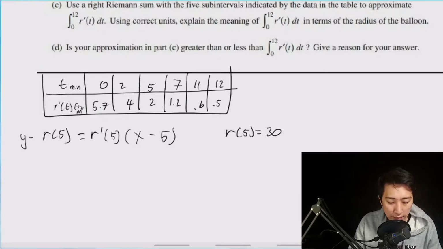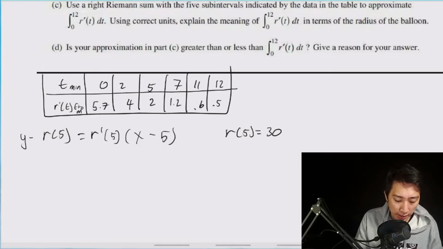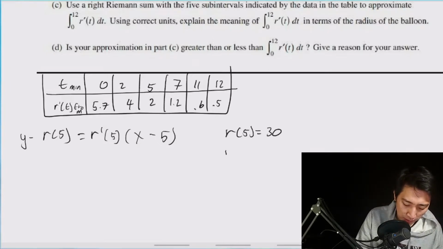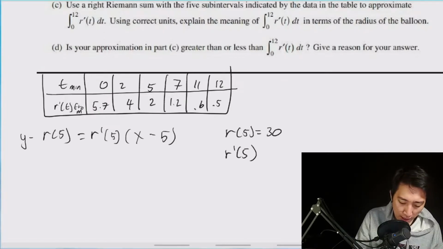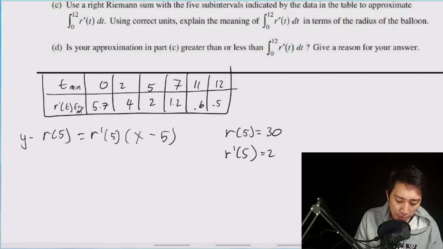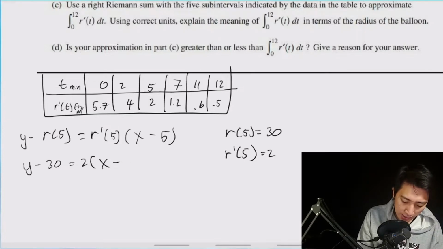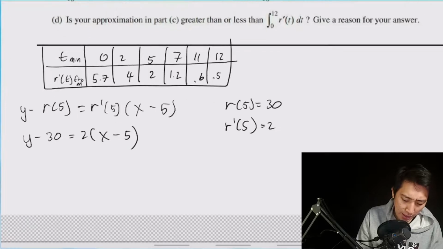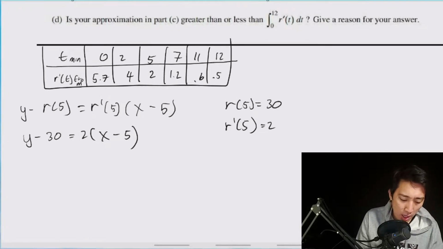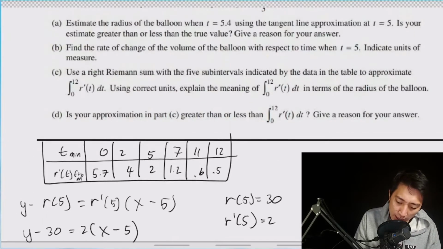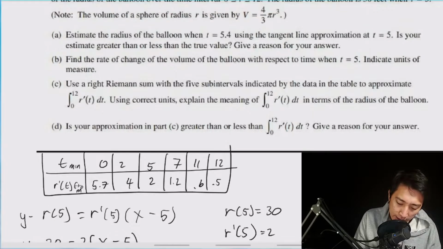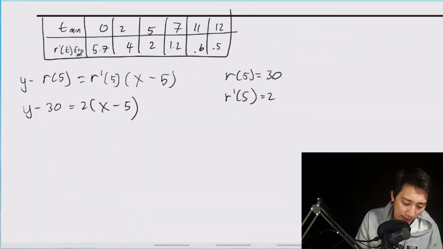So here's what we have right now. This is your table. Like I said, I need r prime of 5 as well, and r prime of 5 in this case is equal to 2. So option number 1, you can plug it in here. We have y minus 30 equals 2 times x minus 5. And then we're trying to figure out what y is going to be when x is 5.4. Well, t, I guess, in this case.